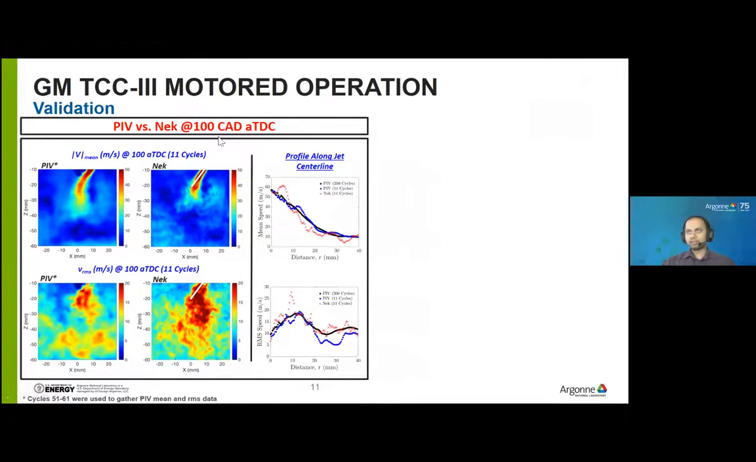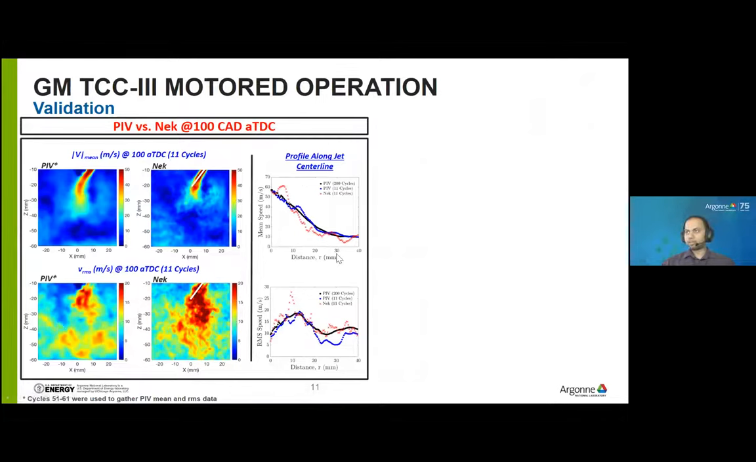Here we had around 12 cycles for these simulations. These simulations are pretty expensive. We would have liked to run around 20 or 25 cycles, but we were only able to run up to 12 cycles. So the statistics were based on just 11 cycles after removing the first few cycles. Overall, we see that the means agree pretty well. The RMSs also, at least near the intake jet, agree well. We expect the downstream agreement to get better with more cycles.